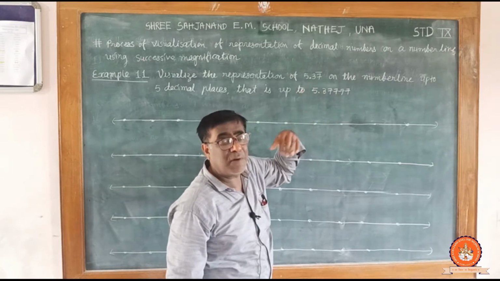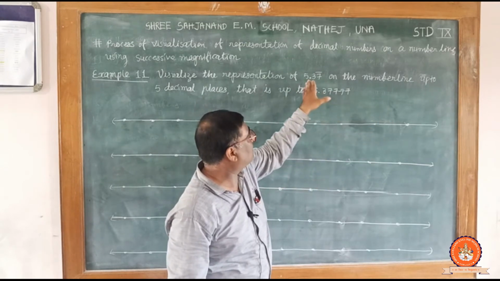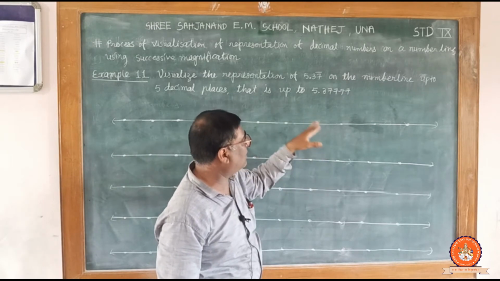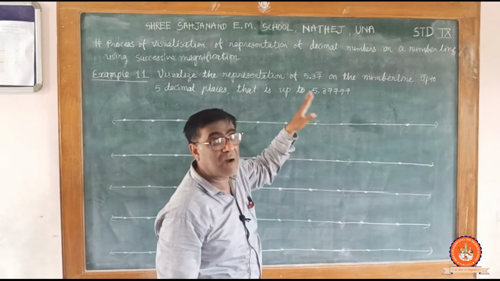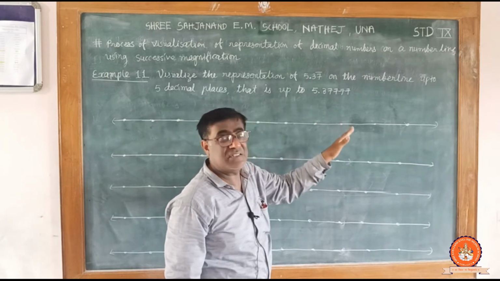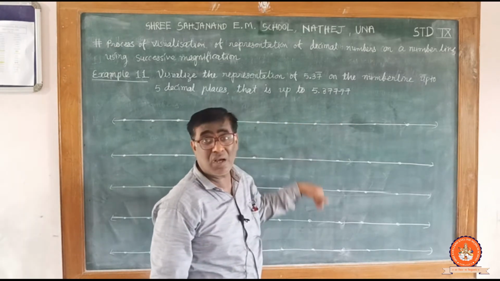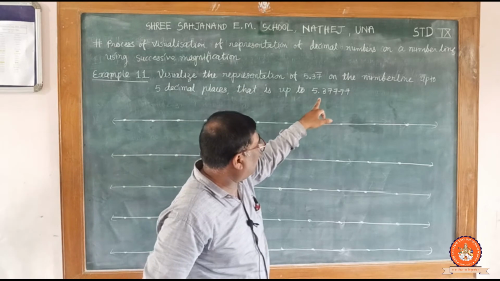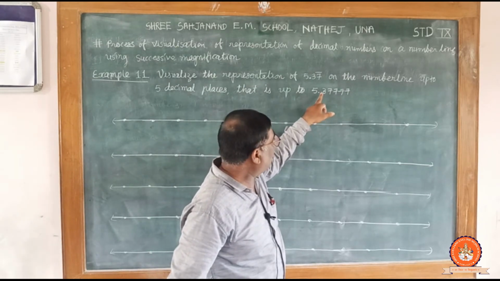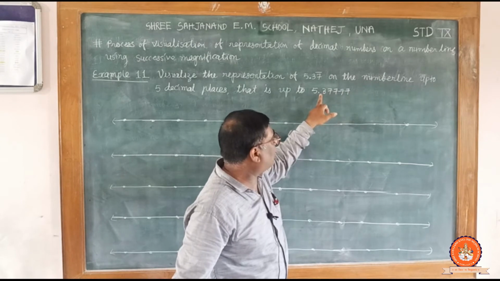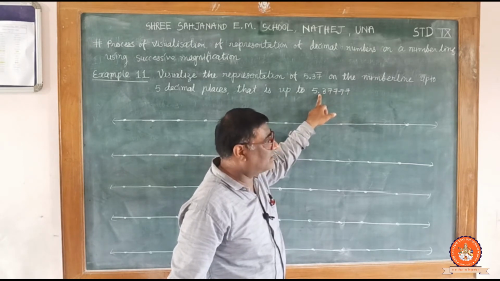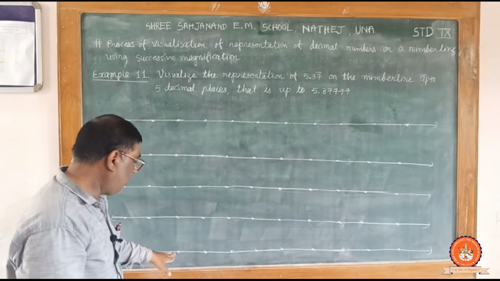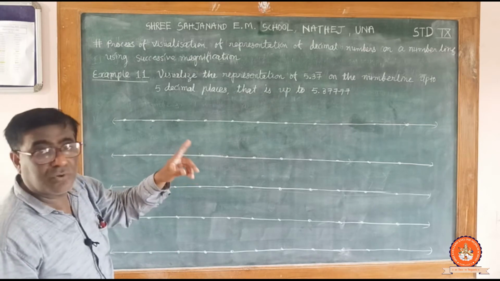This number has infinite digits after the decimal point, but for the visualization we have to visualize it up to 5 decimal points, means after the decimal point up to 5 digits we have to visualize on the number line. Okay, now we have to visualize 5.37777. So after the decimal point there are 5 digits, so we need to draw 5 number lines. So be ready, draw the 5 number lines.